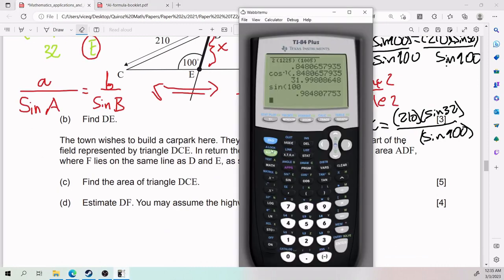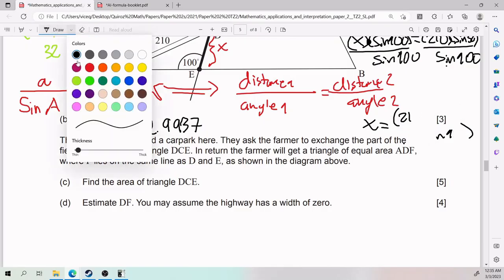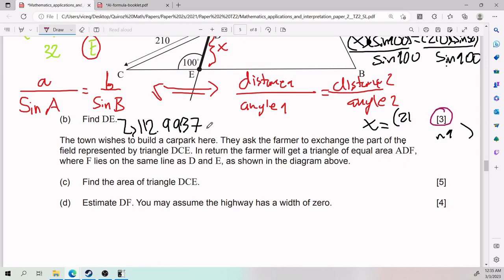So anyway, X is that. I'm going to put it into my calculator, just so that you guys trust me. We have 210 times sine 32 divided by sine 100. That is that. We have that for part B. DE is going to be 112.9937. We also notice that this is worth 3 points, and because it is worth 3 points, we are probably missing something. We are missing our units. This is in meters. Careful. You can also write it out into significant figures, all the good stuff. You end up with 113.